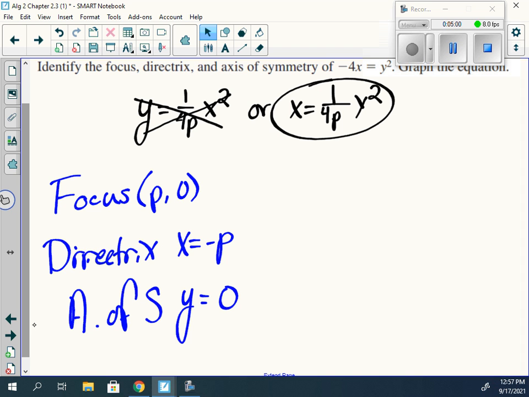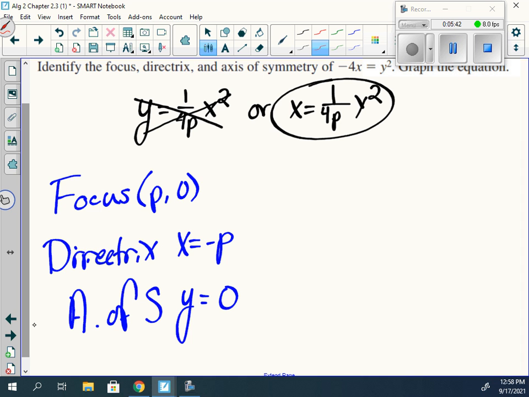Now in all three of these, what is the only thing we're missing? Because we have the focus at p, 0, yes? The directrix is x is equal to negative p, and axis of symmetry y is equal to 0. Well, we know what the axis of symmetry is. y equals 0, yes? We have that. Well, x equals, what is p? Do we know what that is yet? No. So that's really what we're going to be finding, because once I can find the value of p, we can plug it in and we will have the focus, directrix, and axis of symmetry. We'll have everything. We just need to find the value of p.